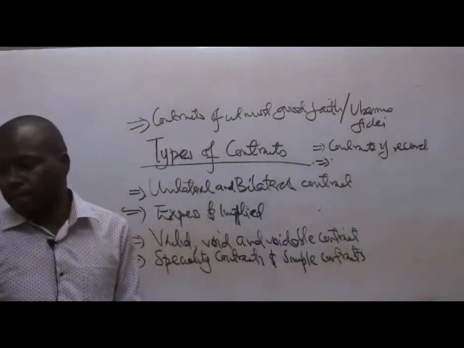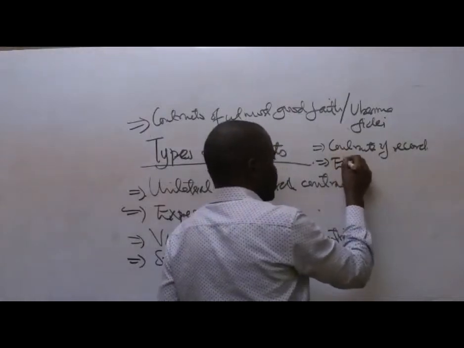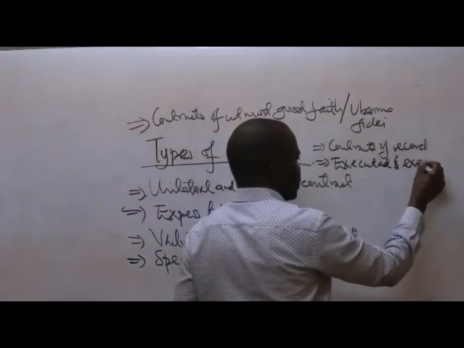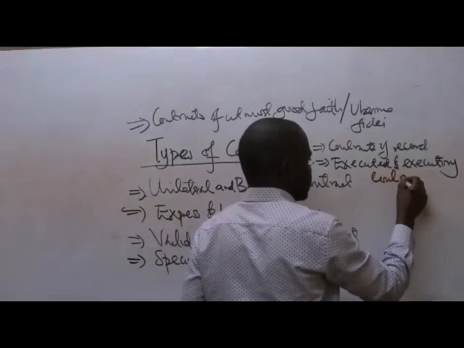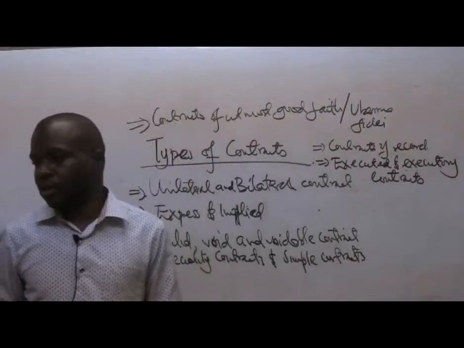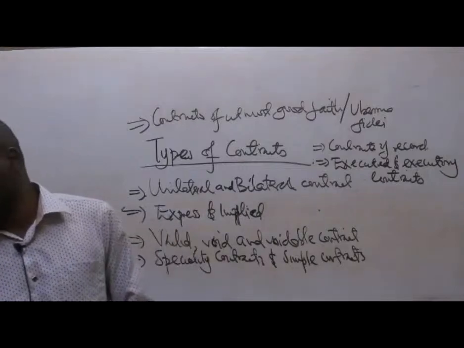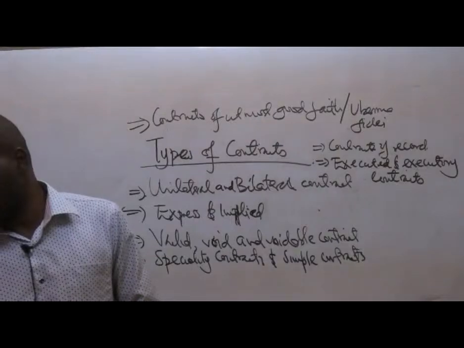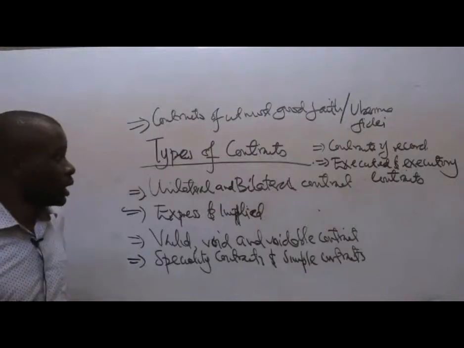Then you can have executed and executory contracts. So those are some of the types of contracts you can have.